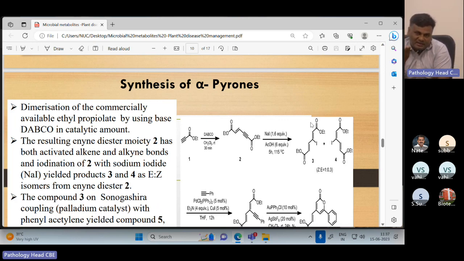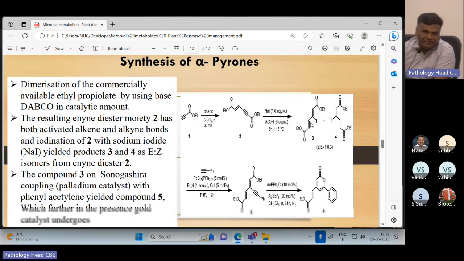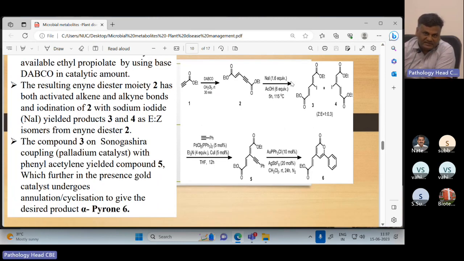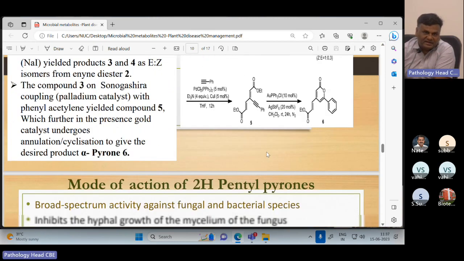But normally, either platinum or gold or palladium is used. These are heavy metals, and we are looking for some other compound because palladium is very costly. So we are looking for some other compound which can reduce the cost of the synthesis. So this is the synthetic process which is done.